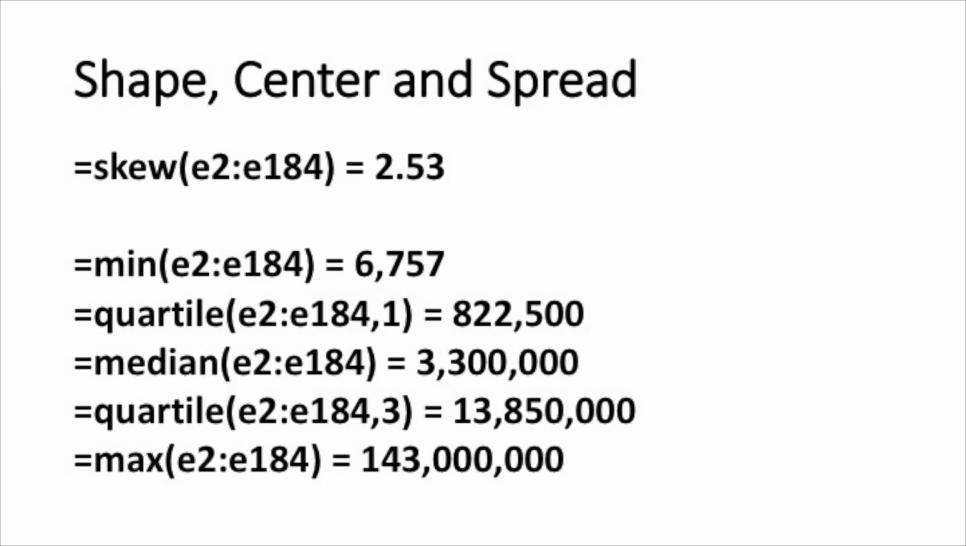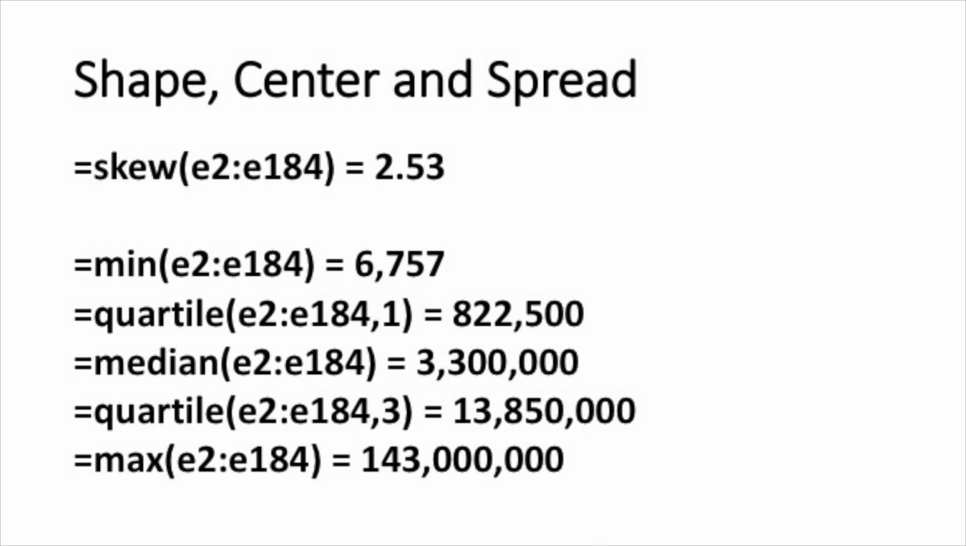Because it's a skewed distribution, we're going to use a 5-number summary to characterize the center and spread. So that's the minimum, the first quartile, the median, the third quartile, and the maximum. To find the minimum value in Excel, use the formula =MIN(E2:E184). And that's equal to 6,757 followers.